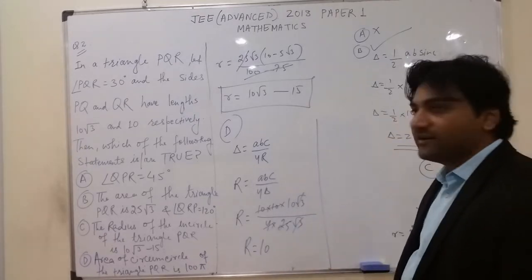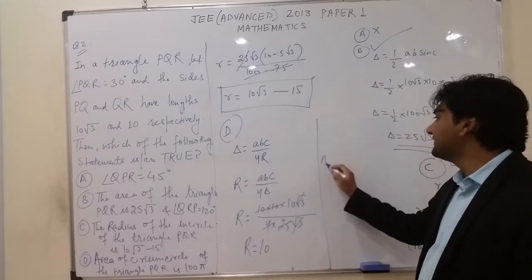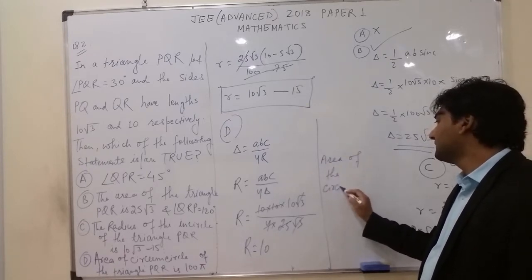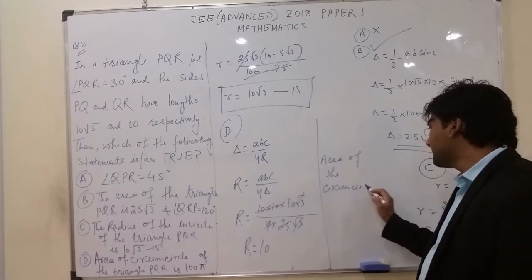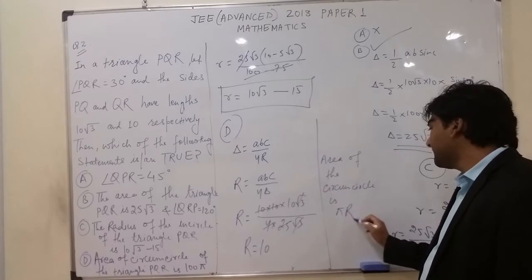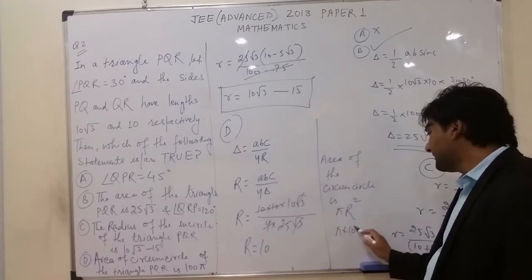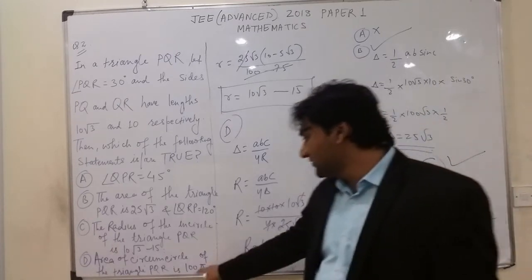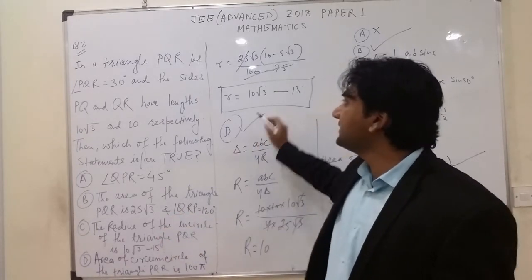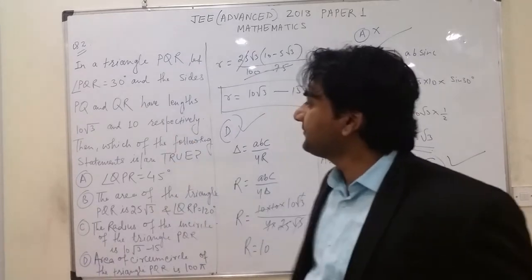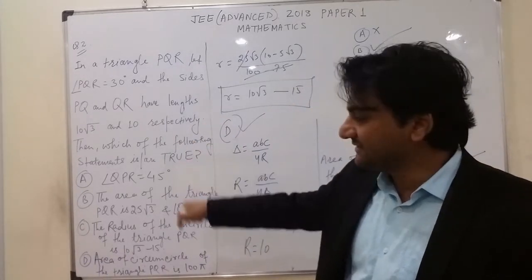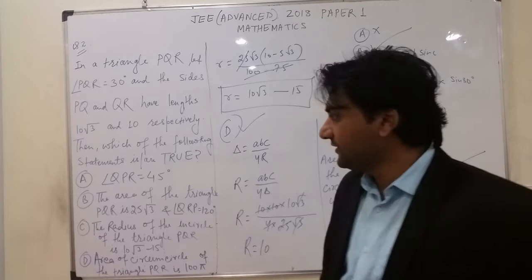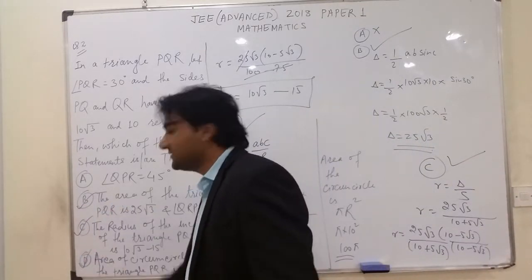Once we got circumradius, the area of the circumcircle also we can find, and that is pi capital R square, which is pi times 10 square, which is 100 pi. So we got area of the circumcircle is 100 pi, and that is also given 100 pi. It means option D is also right. So in this question, option A is wrong, option B, option C and option D, these three options are right, and this time we have to select true option. It means we will select B, C and D.